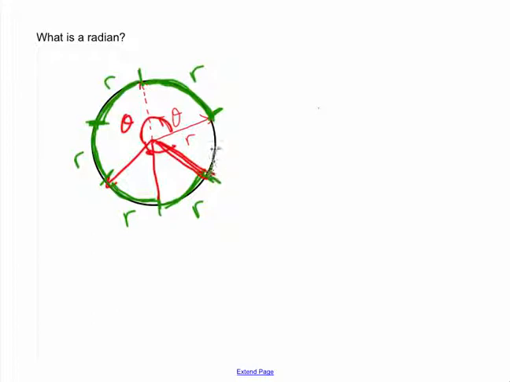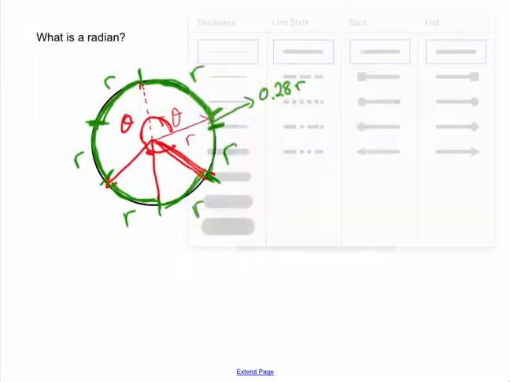And then we have 6 radians. Okay, 6 radians. And lo and behold, there is a little bit left, and this little bit left is about 0.28 of a radius, or maybe a quarter of the radius. So the angle that we get that's associated with however many radii of an arc length we sweep out, that associated angle is measured in what's called a radian.